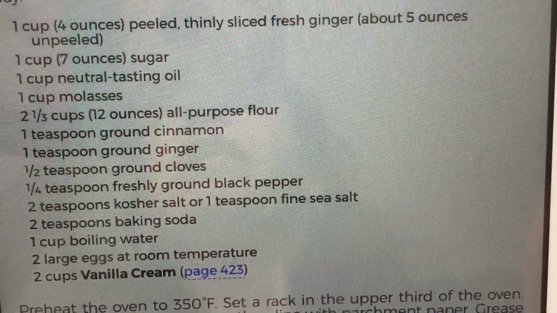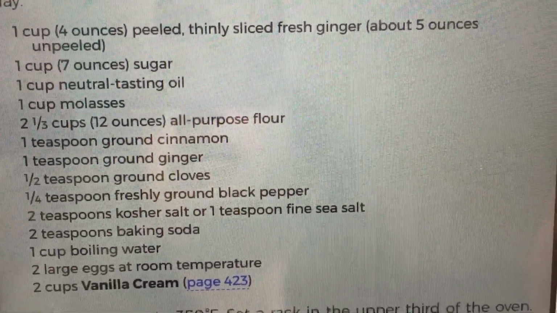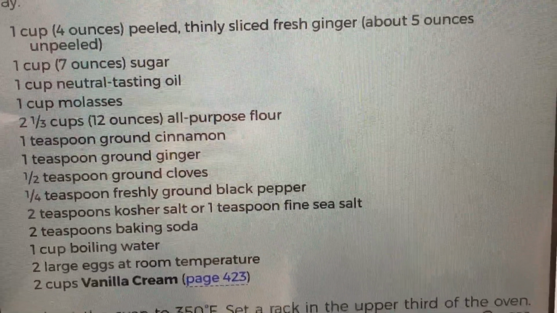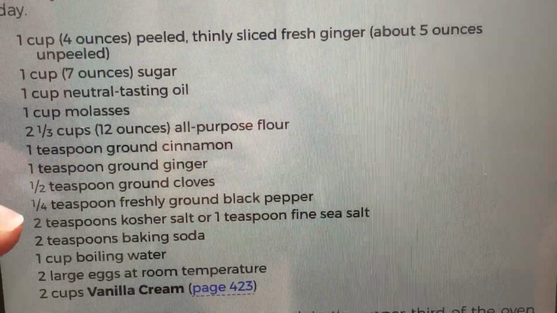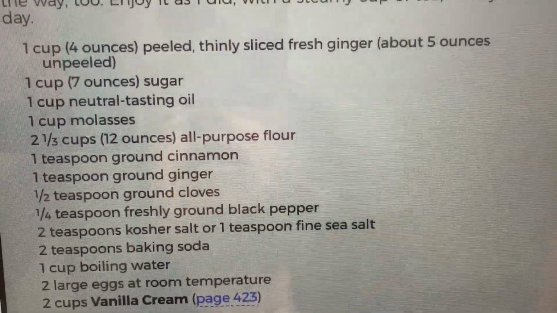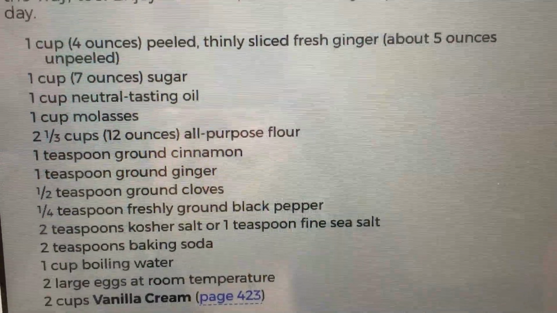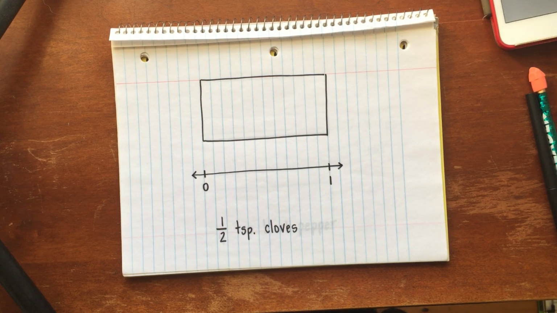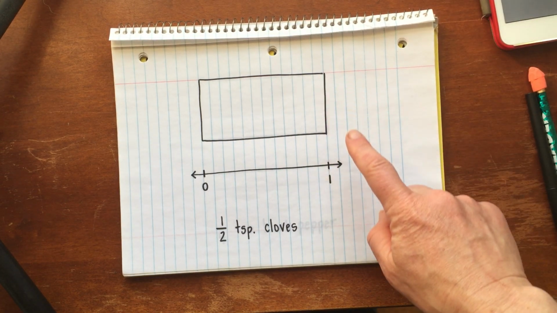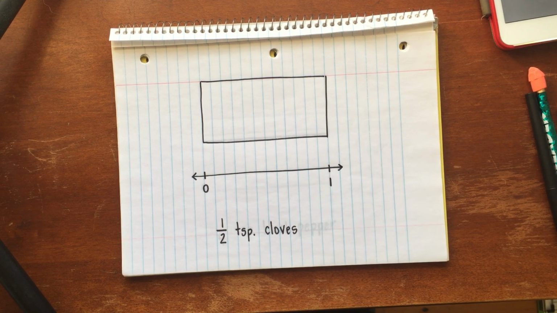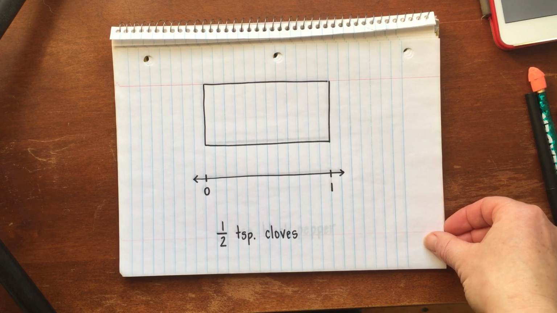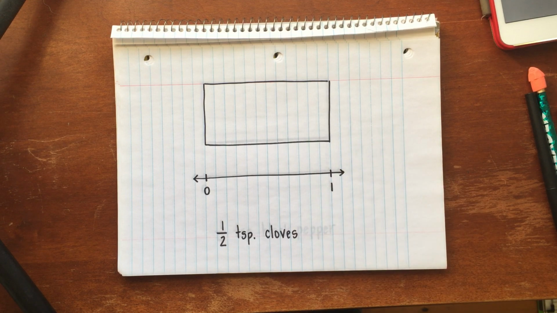But there are a few ingredients that I'm thinking I might need a drawing to help me figure out. Like 2 1/3 cups of flour, a half teaspoon of cloves, and a 1/4 teaspoon of black pepper. Those are a little bit trickier. So I'm going to use some models to help me. I've got a drawing of a rectangle, and I've got a drawing of a number line. Sometimes people like to show fractions with circles too, but I just find that that's really hard to partition into equal groups. So I tend to use rectangles instead.